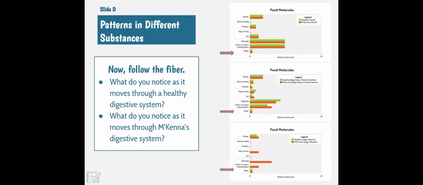All right, now we're going to follow fiber. So if we find fiber, it's fairly low and the same for the healthy mouth, fairly low and the same in the small intestine, and low and the same in the large intestine. So, what do you notice as it moves through a healthy digestive system? And what do you notice as it moves through McKenna's digestive system?